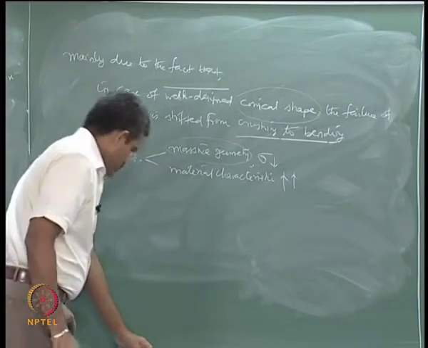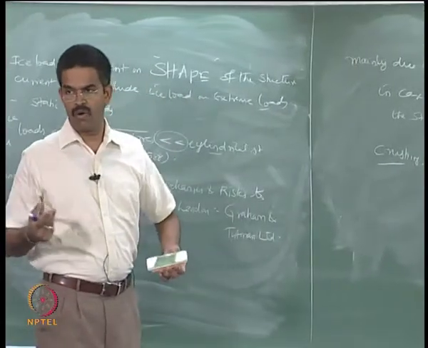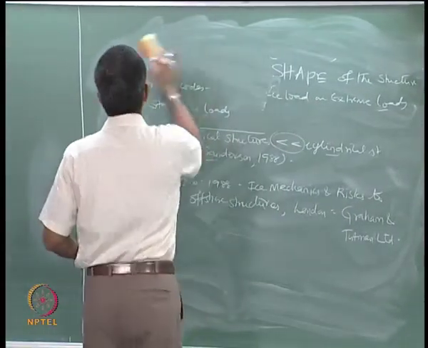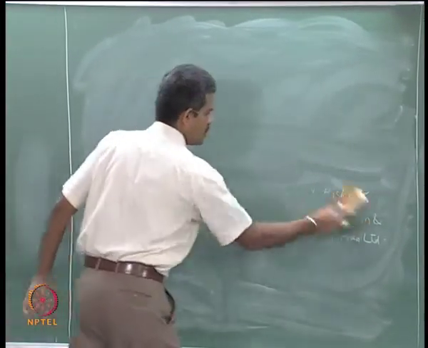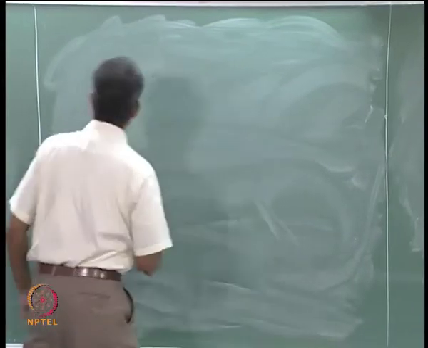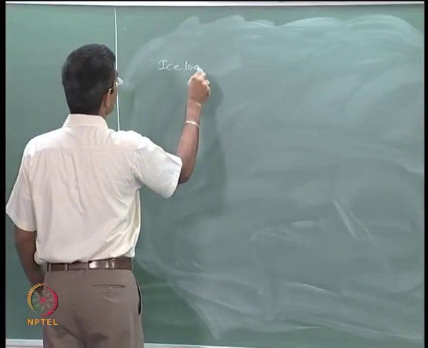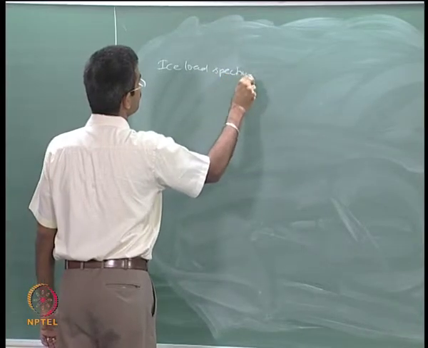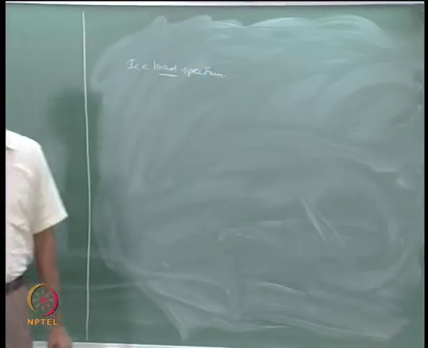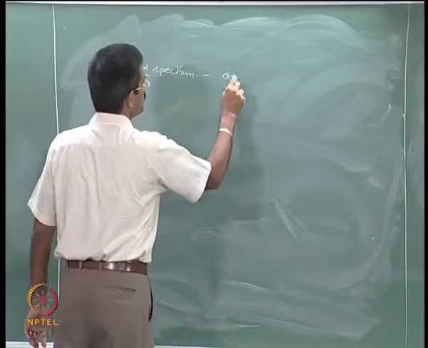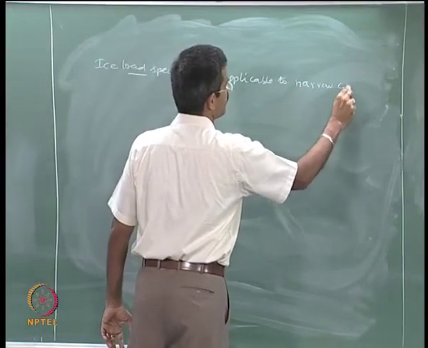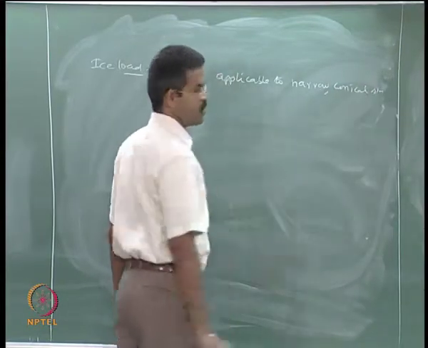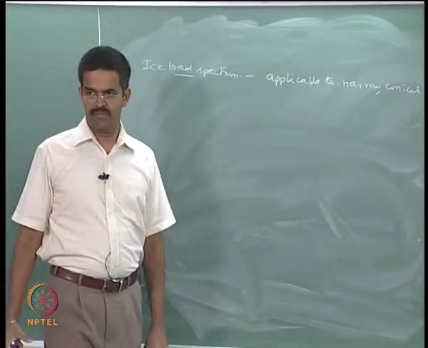So in the literature you have got ice load spectrum, like we have got wave spectrum and wind spectrum. We have got ice load spectrum available in the literature, which is being used to compute ice loads on marine structures in the Arctic region. Of course, this is applicable to narrow conical structures. I already said ice load depends on the shape of the structure.